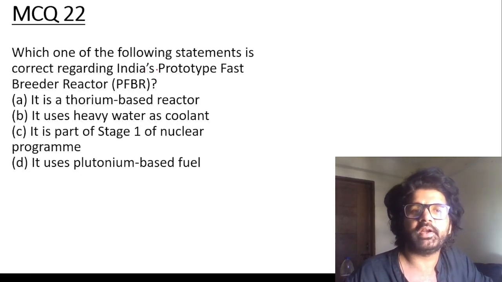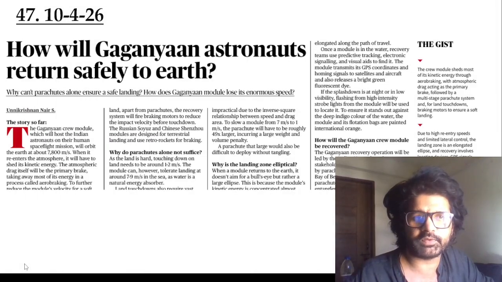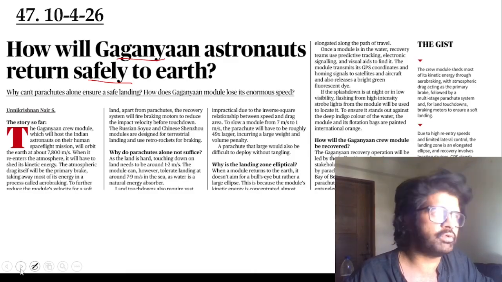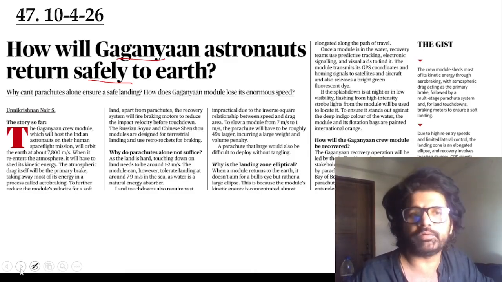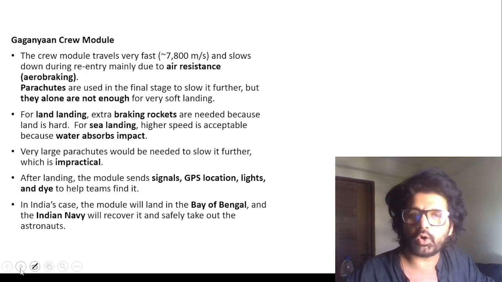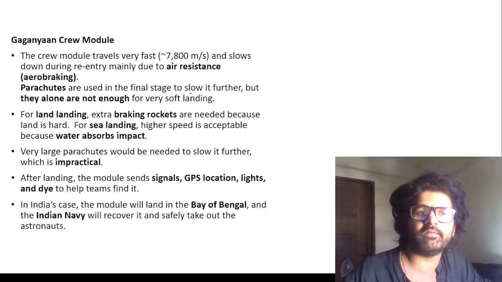Which of the following statements is correct regarding India's prototype fast breeder reactor? It uses plutonium-based fuel. Next, how will Gaganyaan astronauts return safely to Earth? Gaganyaan is where we want to send humans to low Earth orbit. Many people confuse it with Mangalyaan. In the previous part 3, we talked about Mangalyaan and Maven. We have done a comparative analysis, right?